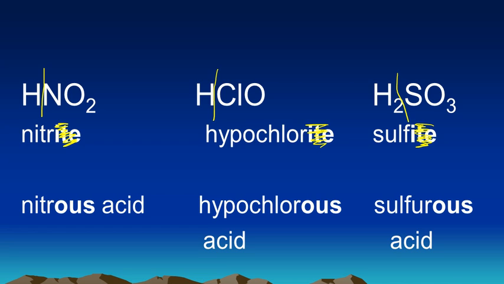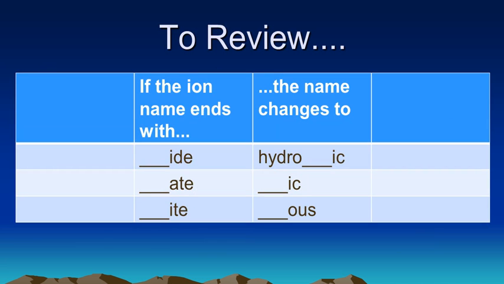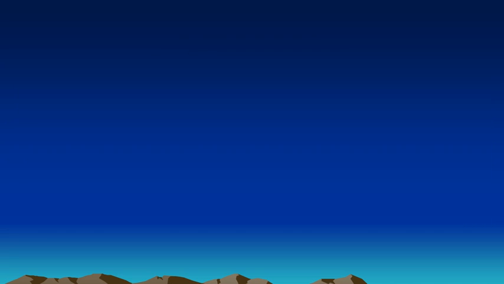So let's summarize this. We basically can say we have 3 classes of acids. If the anion name ends with ide, we replace it with ic at the ending, and we also stick a hydro at the front of it. If the anion ends with ate, it gets changed to ic. And if the anion ends with ite, it gets changed to ous, O-U-S. So let's do a few examples together and see if you understand the process.